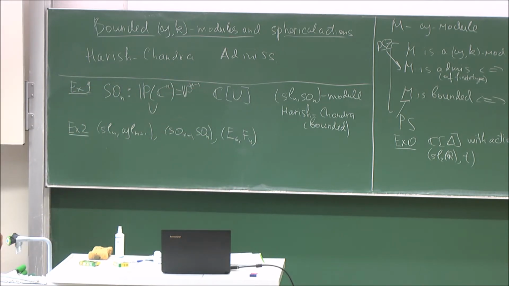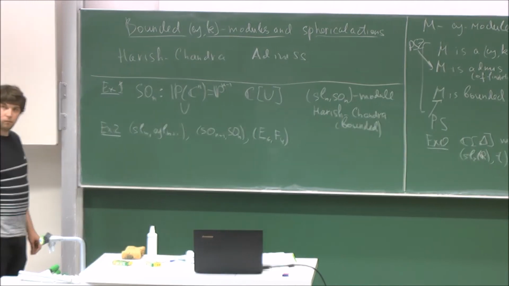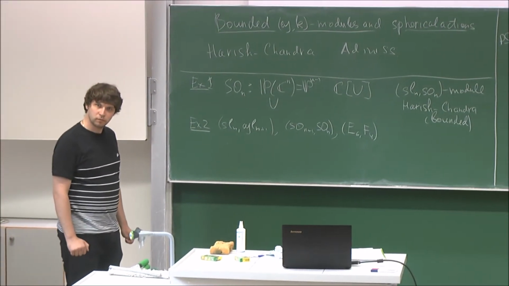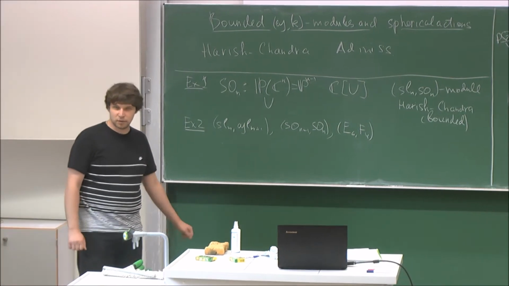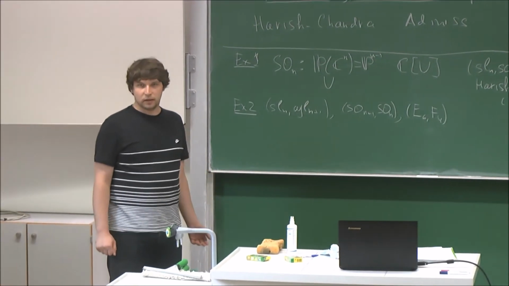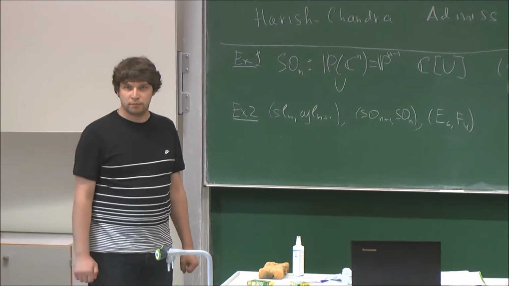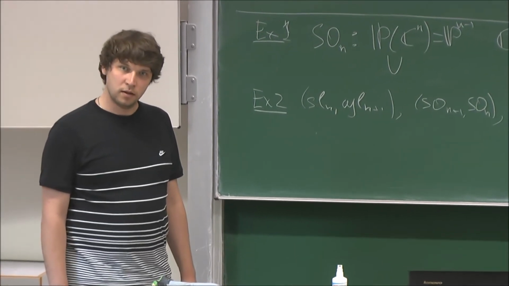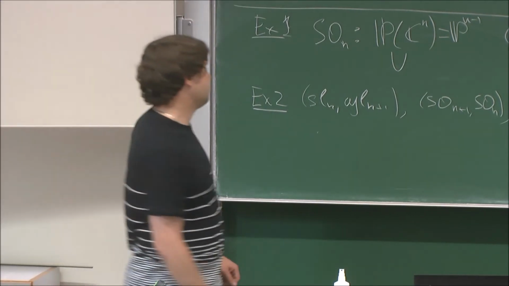First example, maybe you don't have dimensions, right? SLN, GLN plus 1? Yeah. So it seems to me that any simple SLN, GLN plus 1 model would be bounded as a GLN plus 1 model.